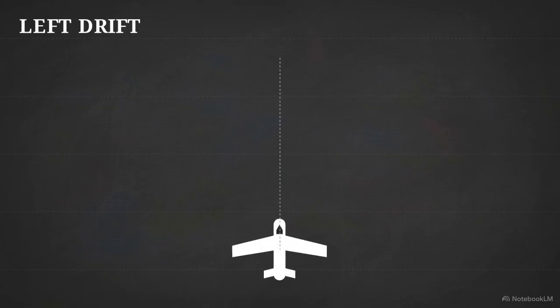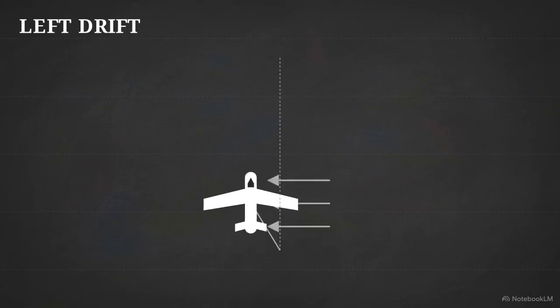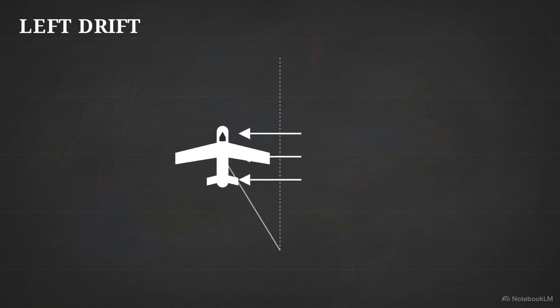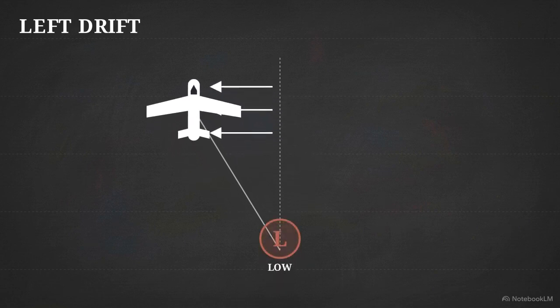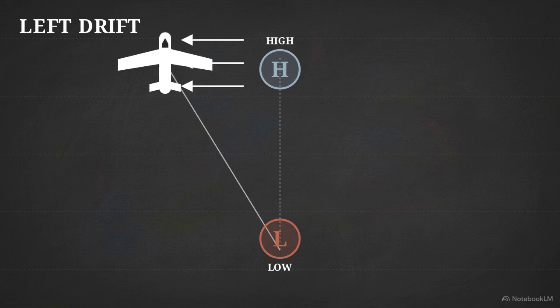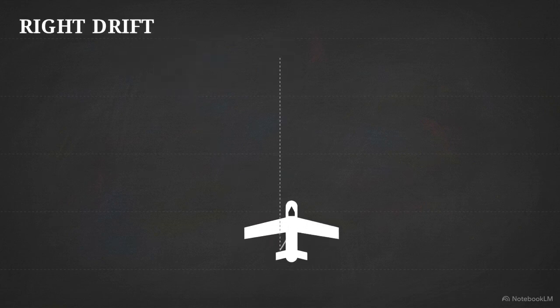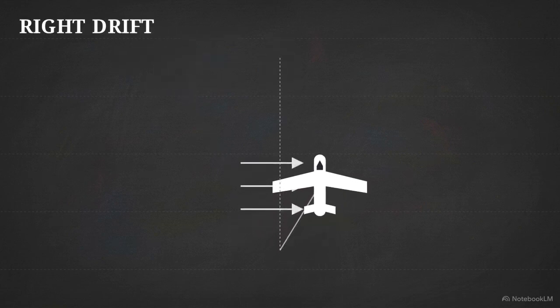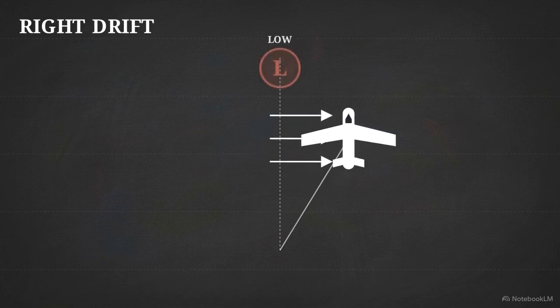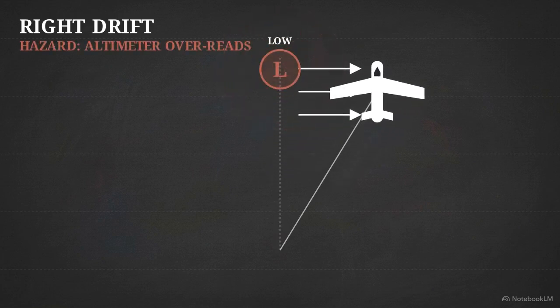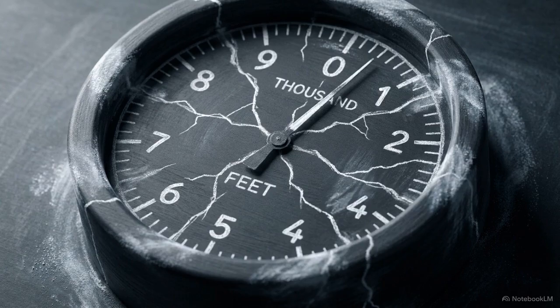If you are experiencing left drift, the wind is hitting the right side of the fuselage. Your back is to the right, meaning the low is behind you, and you are flying toward higher pressure. Conversely, if the aircraft requires correction for right drift, the wind is blowing from the left. You are actively flying toward a low-pressure system. Unknowingly flying toward lower pressure introduces significant physical hazards.